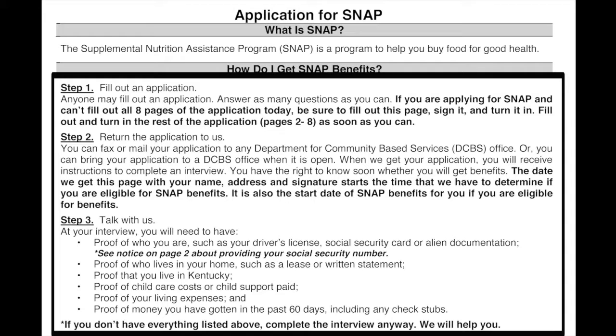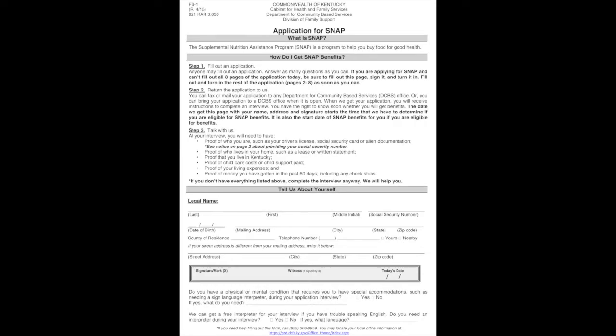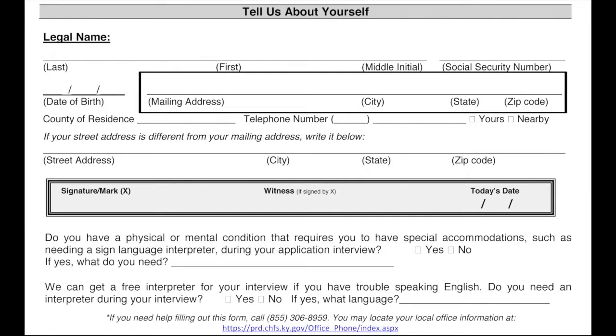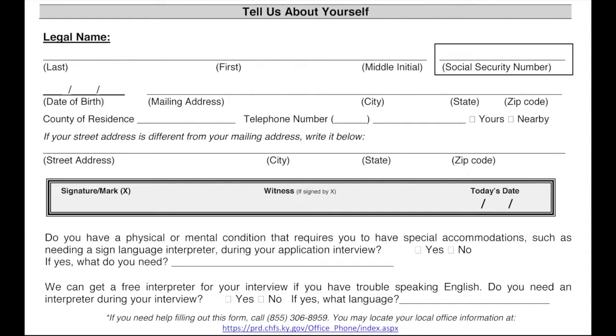That way, when you fill out the application, you will be familiar with what is needed ahead of time, and you won't have to read through it while the client is sitting there with you. Page 1 is basic contact information for the client, listing their name, address, date of birth, and social security number. The client will have to sign in the signature box on the first page and also on page 7. If they don't sign these pages, the DCBS office will not accept the application.